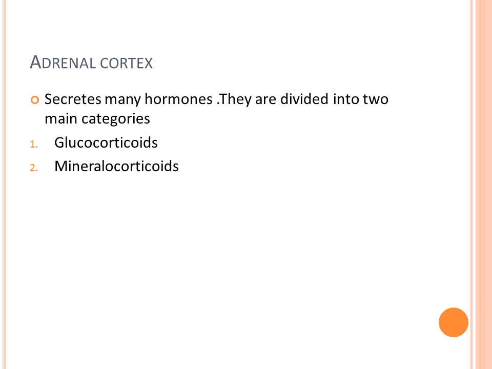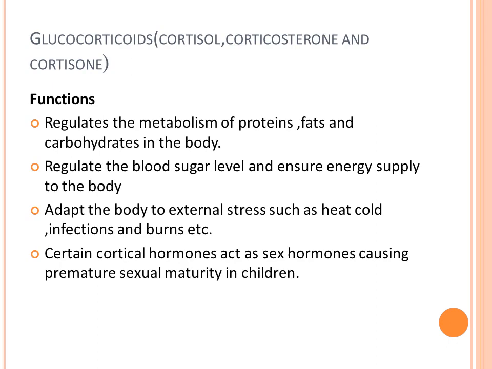Now, in this slide, we will discuss the two main hormones which are secreted from the adrenal cortex. They are glucocorticoids and mineralocorticoids. Now we will see what the main functions of these two hormones are. Here, glucocorticoids are mainly cortisol, corticosterone and cortisone. Here you can see the red pointer: cortisol, corticosterone and cortisone. Now what are the functions?